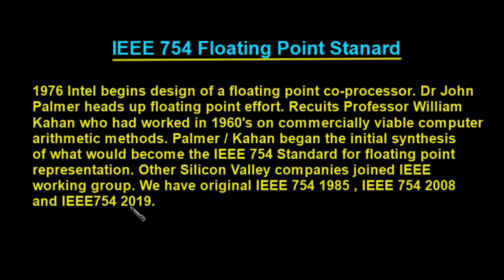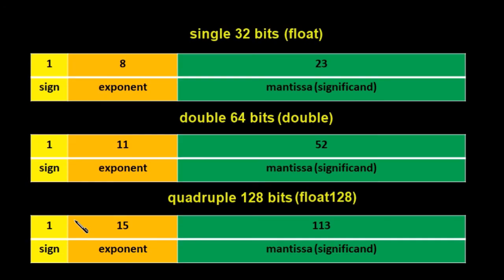Let's just look at the three main types or sizes of floating point numbers according to this IEEE standard. So we've got a single, which is 32 bits, and that's what we've looked at in this course here. So we've got 1 for the sign, 8 for the exponent, and 23 for the mantissa. Now another thing to note is that the word mantissa is kind of going out of fashion. They tend to use the word significand.